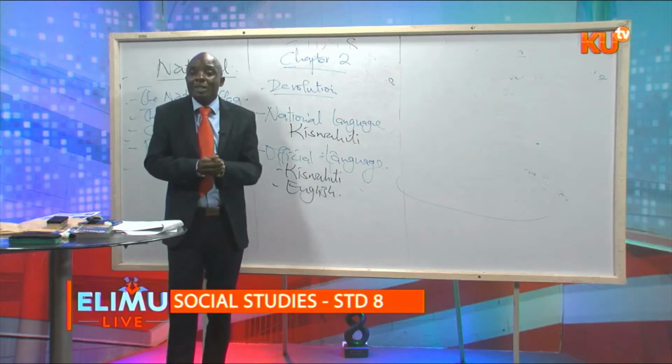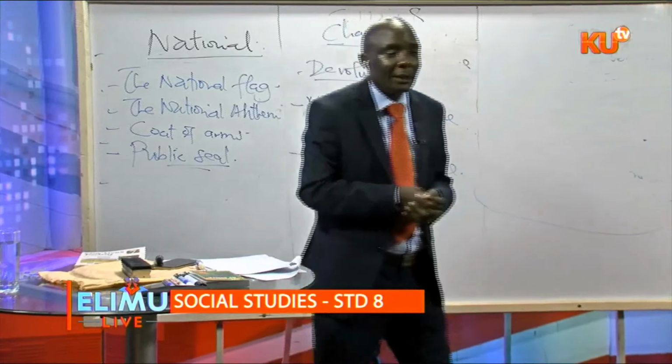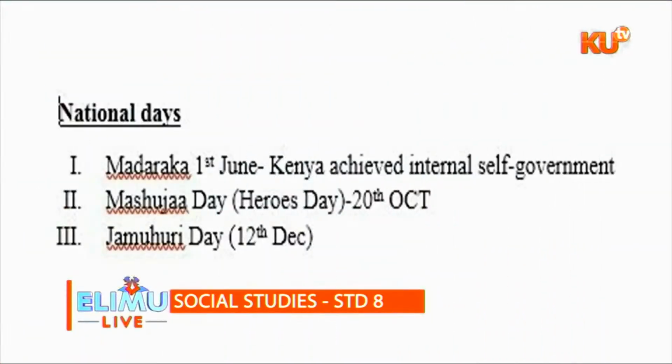Then we also have Mashujaa Day, or what we call Heroes Day. It was actually formerly known as Kenyatta Day. But remember, it was given to celebrate our heroes from all spheres, be it sports, be it agriculture, every other sphere. That's what we call Mashujaa Day or Heroes Day, which is celebrated on 20th October every year. So we have 3 national days that are known.